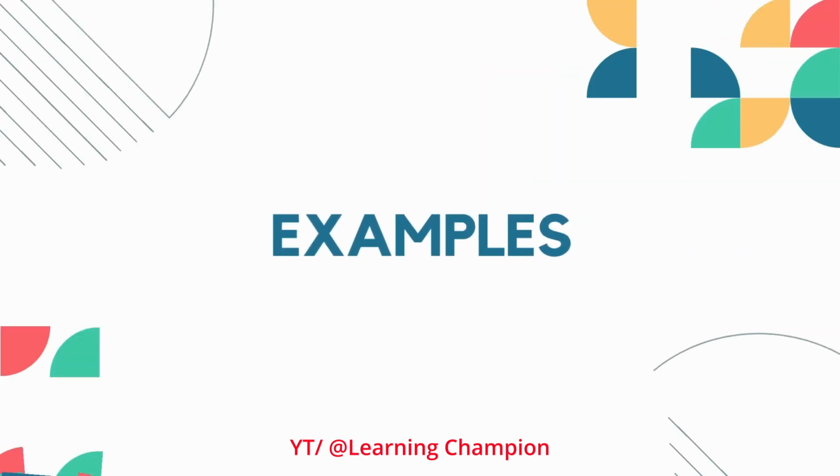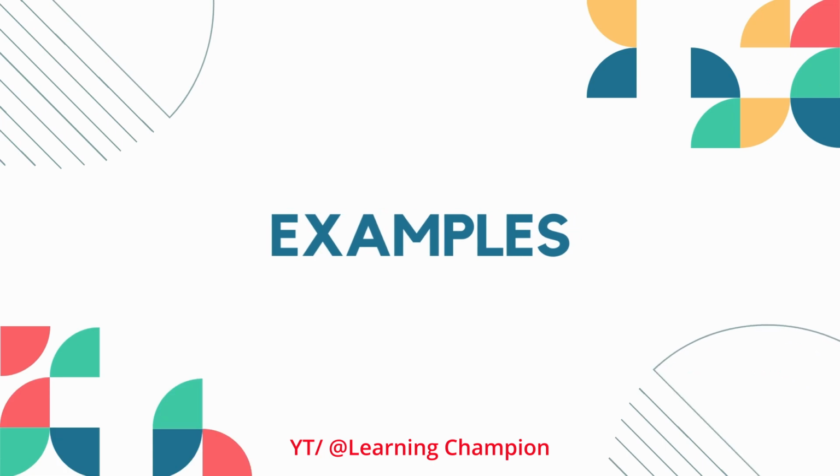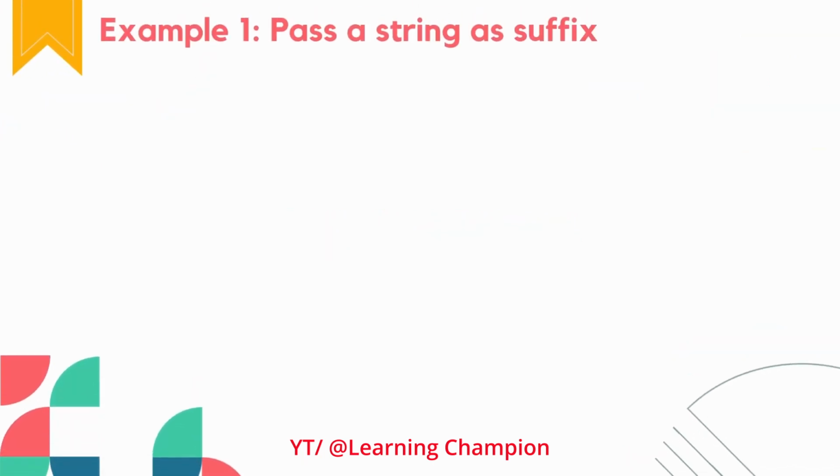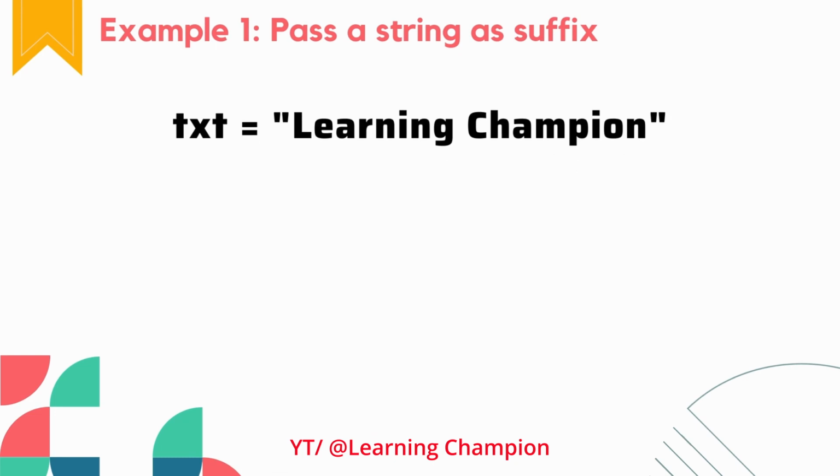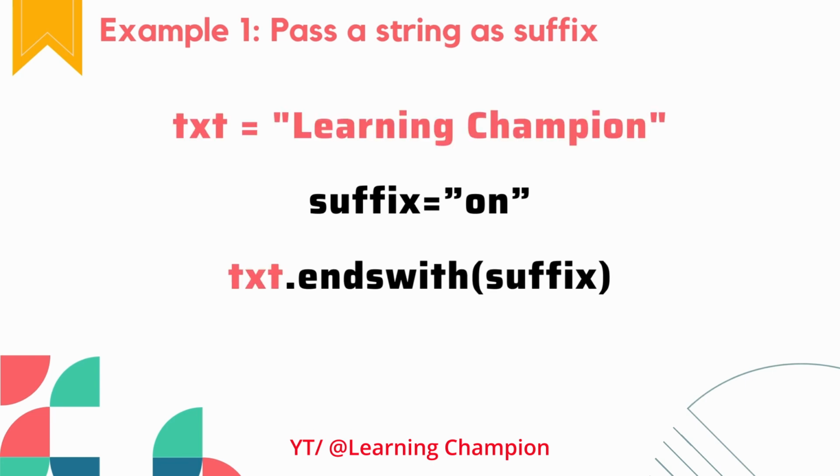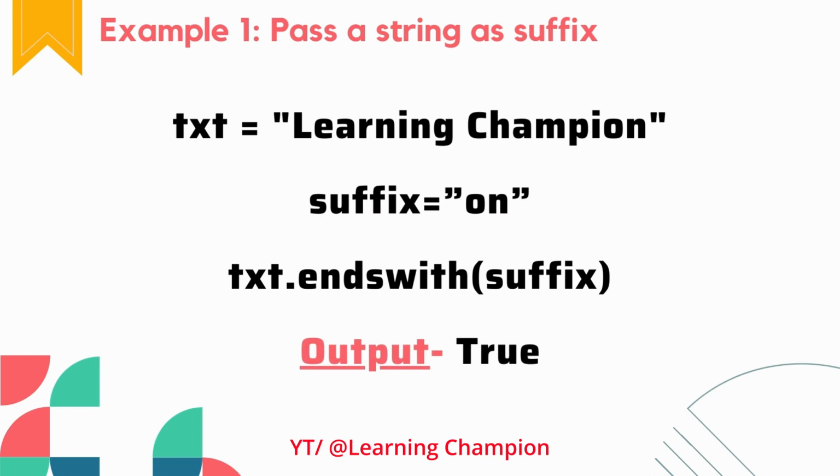Now, to better understand this method, let's look at a few examples. For example 1, we will pass a string as the suffix. We have a string, learning champion, and we want to know whether the string ends with the suffix on or not. When we call the endswith method on our input string text and pass on as the suffix, the output is true because our string, learning champion, ends with the suffix on.